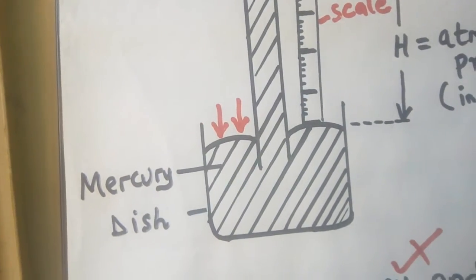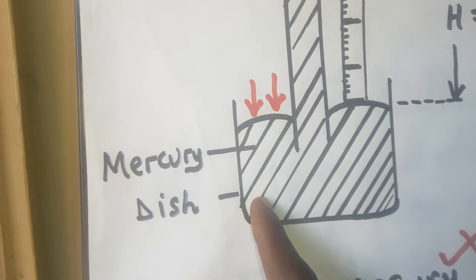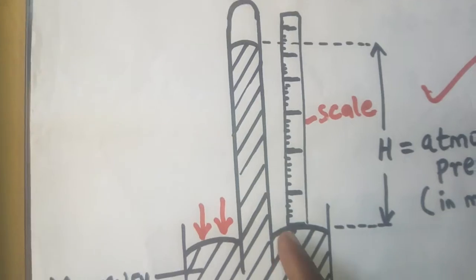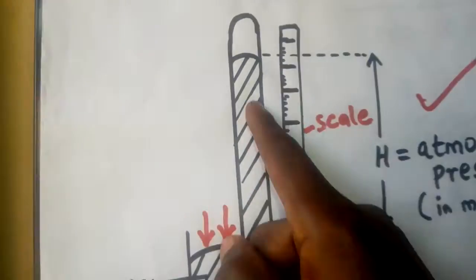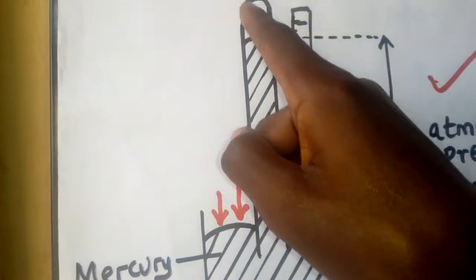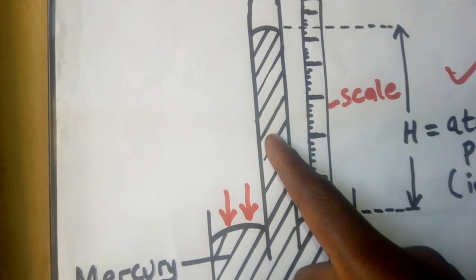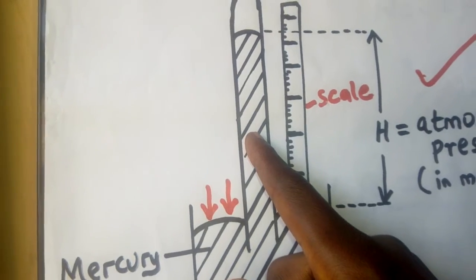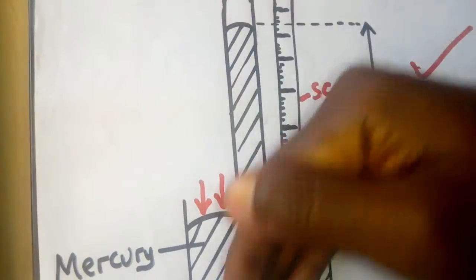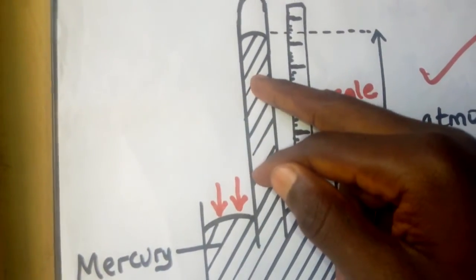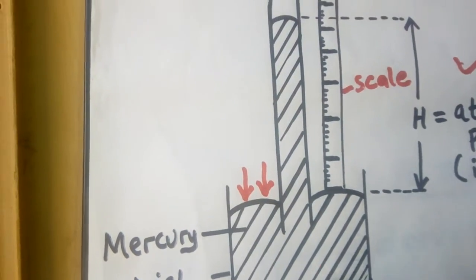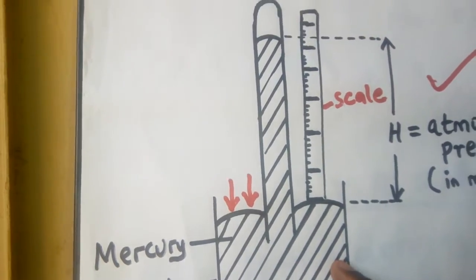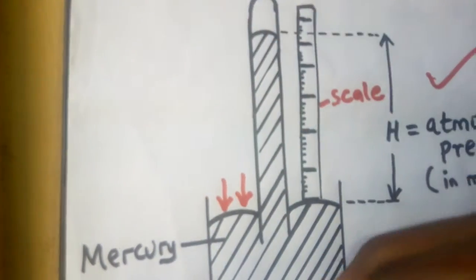You need to get a dish, fill it with mercury, then you need a long tube, this tube here. Fill this tube also with the mercury. After filling it with the mercury, you turn it upside down inside the dish. So there will be mercury in the tube, there will be mercury in the dish. Then you turn the tube upside down.